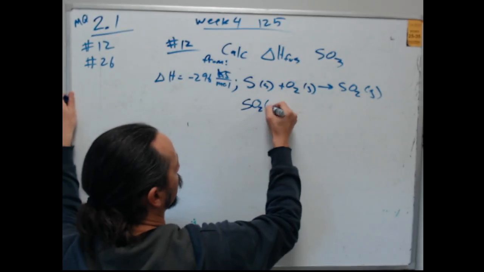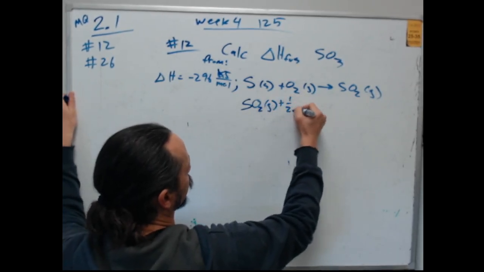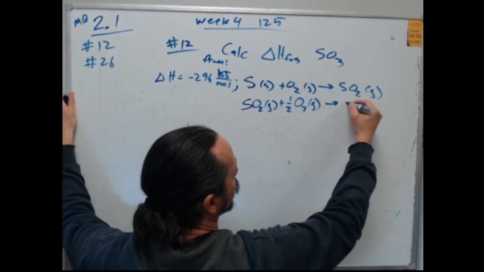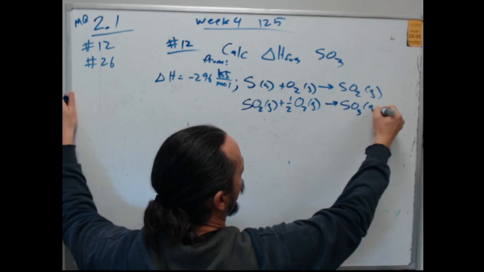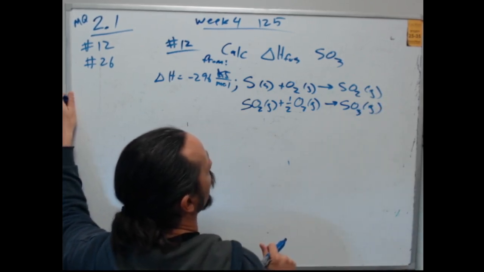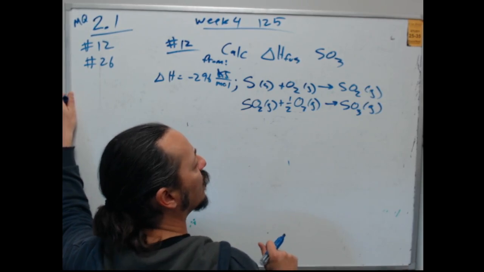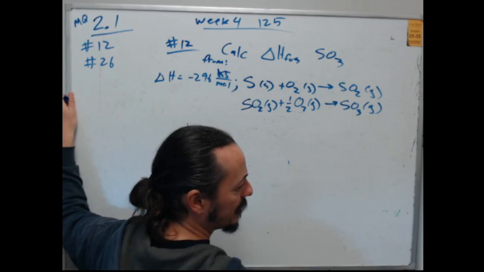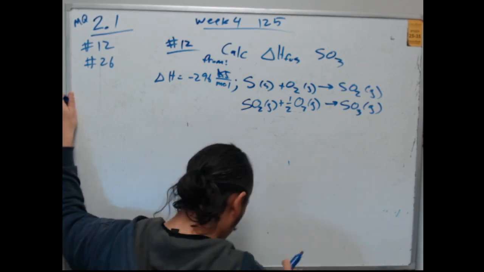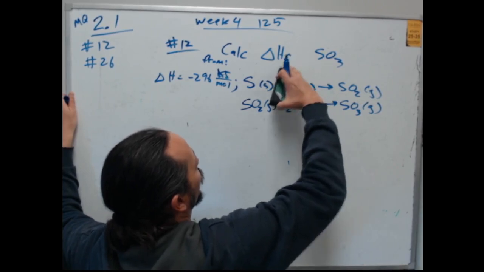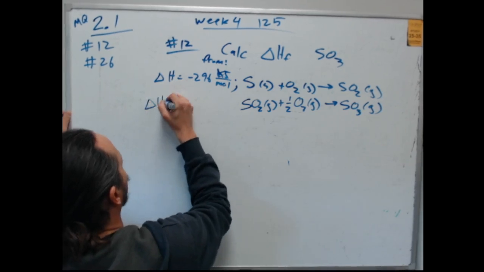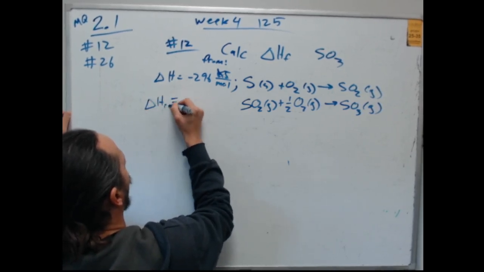And then the second reaction is SO2 gas plus 1/2 O2 gas reacts to make just 1 mole of SO3 gas. And what's the delta H of fusion? Or delta H of formation? Oh, it's formation. Okay, so just delta H of f. And the delta H for the second reaction? Negative 98.9.